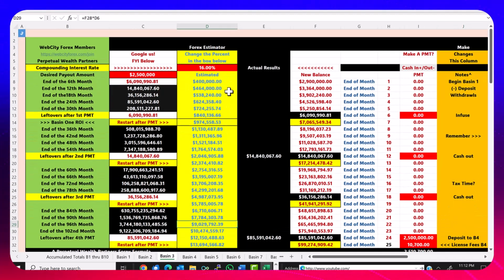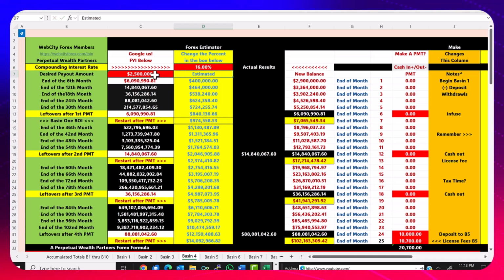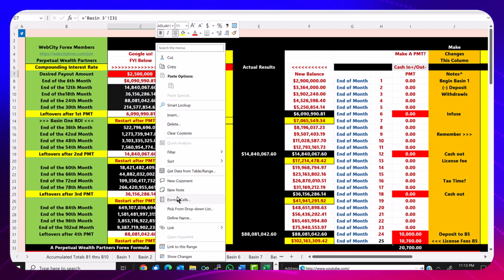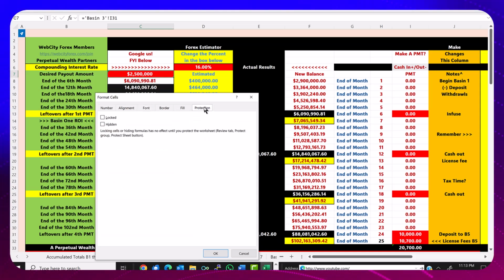Put 2.5 million in. Are the numbers all good? There's no negatives. That's good. 16%. That's good. Another 2.5 million. All these basins in the spillovers. Let's get this thing back up to 16%. Notice that says 2.5 million. We need to protect that cell.